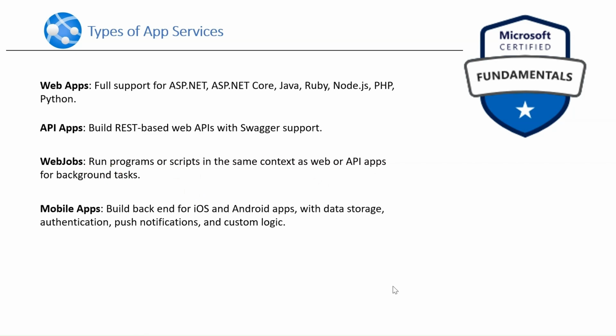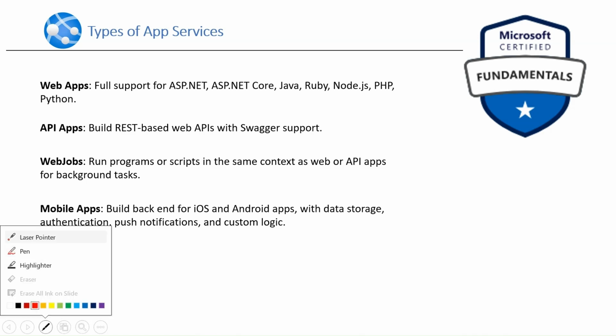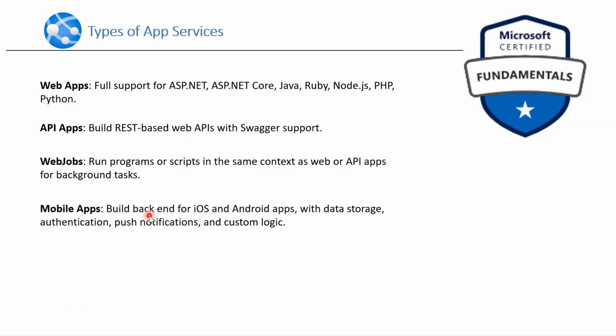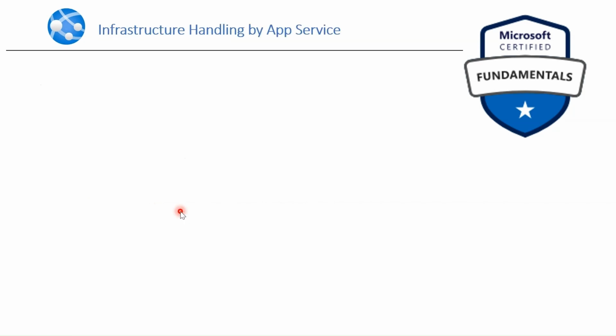Mobile apps build backend for iOS and Android apps with data storage, authentication, push notifications, and custom logic. So what this allows you to do is, let's say you've developed an iOS or Android app, and obviously you need data storage, or an authentication mechanism for the users that use your app. All those sort of technologies you can get on Azure, and you want to use mobile apps for that. So let's move ahead now.